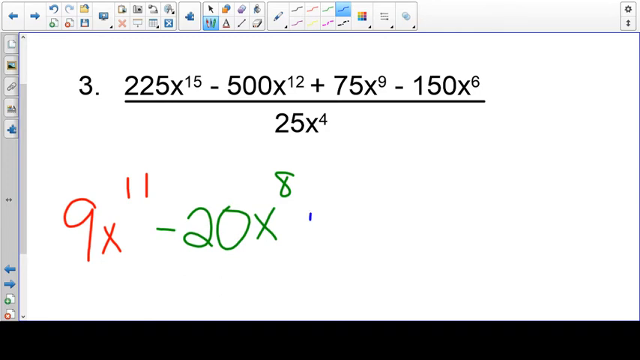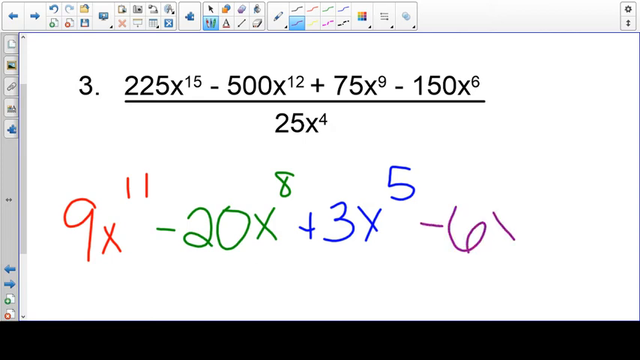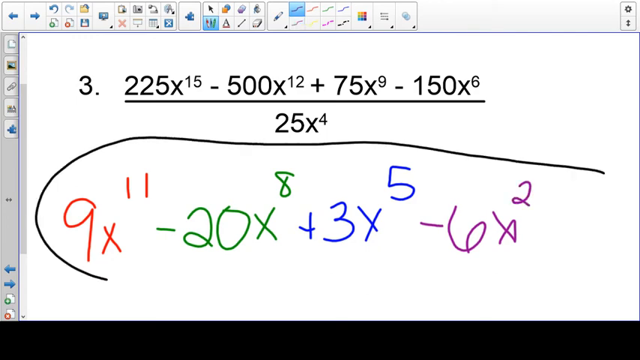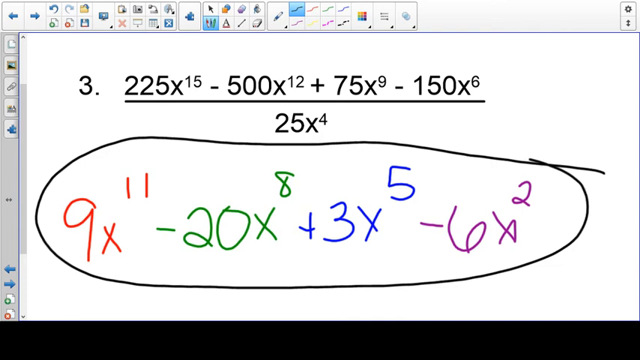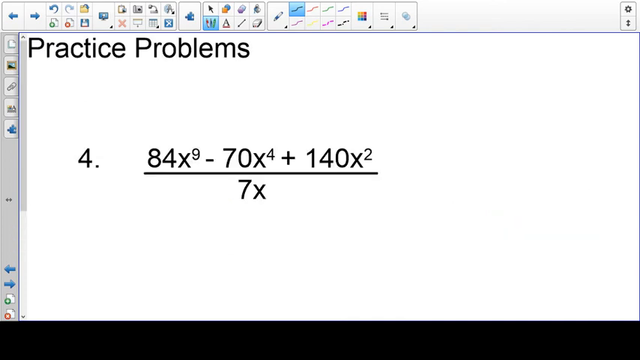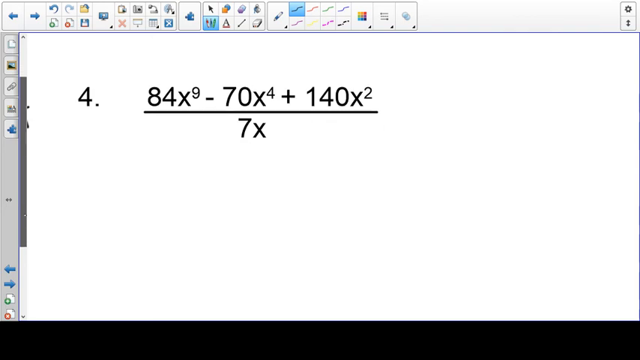75 divided by 25 gives me 3. 9 minus 4 gives me 5. And then negative 150 divided by 25 is negative 6. 6 minus 4 gives me 2. All right, I want you to try this next one on your own. Check back and see what you get.